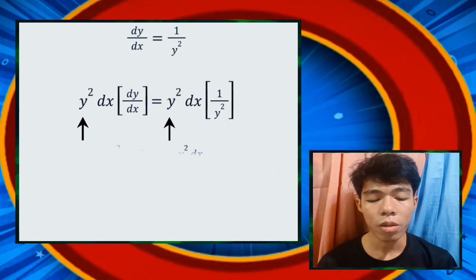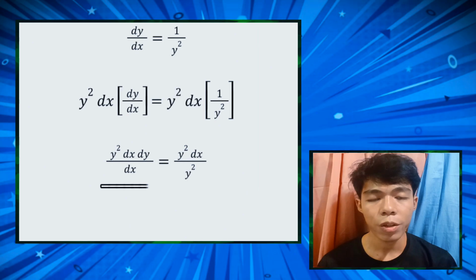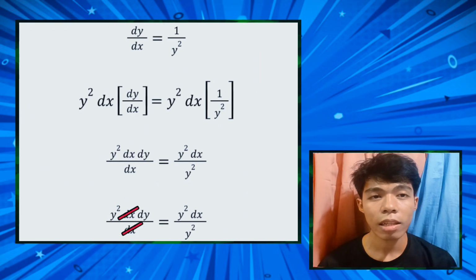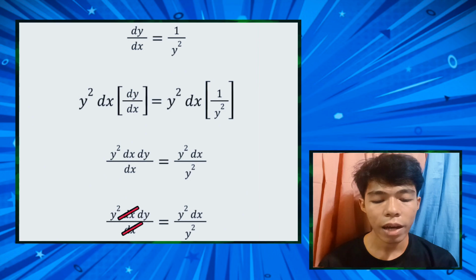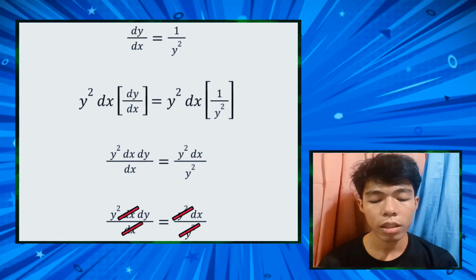And upon doing simple simplification, we will have y dx dy all over dx is equal to y dx all over y. So as you can see, the dx on the numerator and the dx on the denominator have been eliminated. That's why the remaining on the left hand side of the differential equation is y dy. And on the right hand side of the equation, the y on the numerator and the y on the denominator have been eliminated. That's why the remaining on the right hand side of the differential equation is dx.